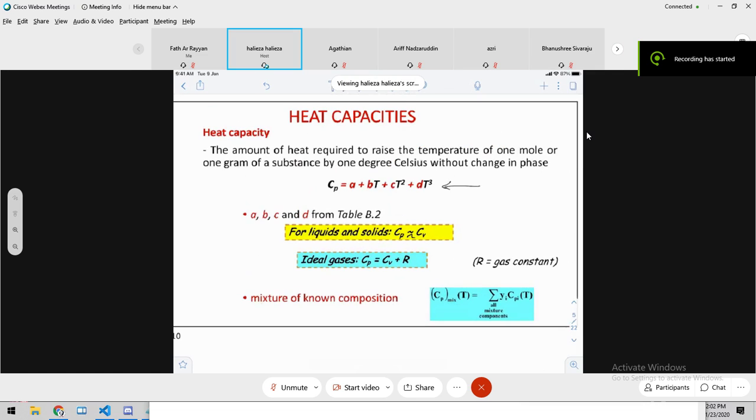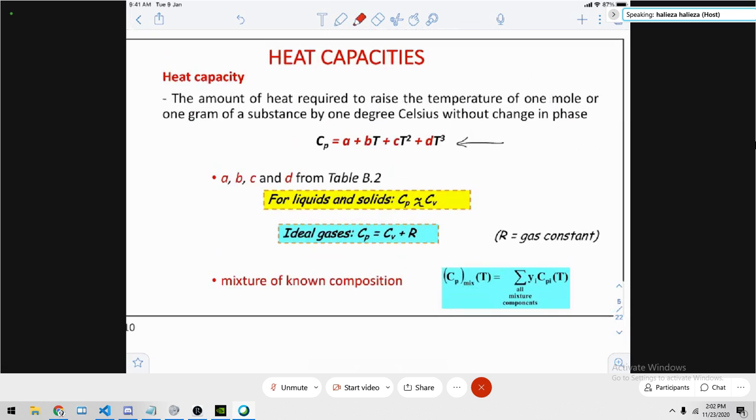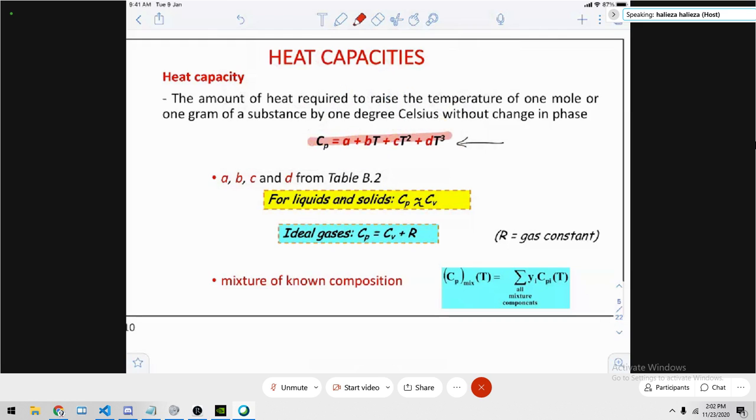I'd like to refresh you guys on the CP, which is the heat capacity at constant pressure. We have mentioned the polynomial equation, which you can get from Appendix B2. That's the equation from Appendix B2, and if you happen to have a mixture, you can use this equation.